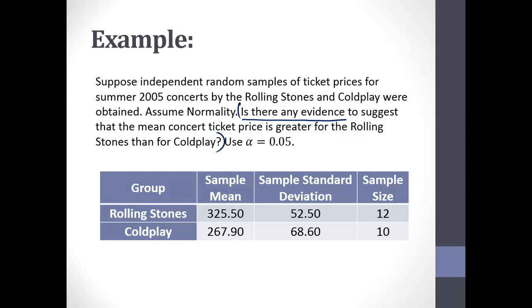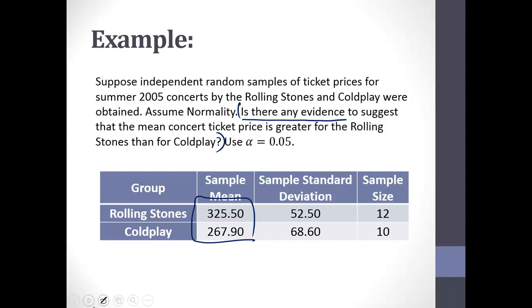Because you could just take the sample. I saw this on a few homework assignments I was grading for other recitations, and people just said, well, the Rolling Stones ticket prices are higher, so there is evidence, yes. But again, the idea is we want to make sure to formally do a hypothesis test to say, is that difference big enough that we can say that there's evidence that it is actually greater.